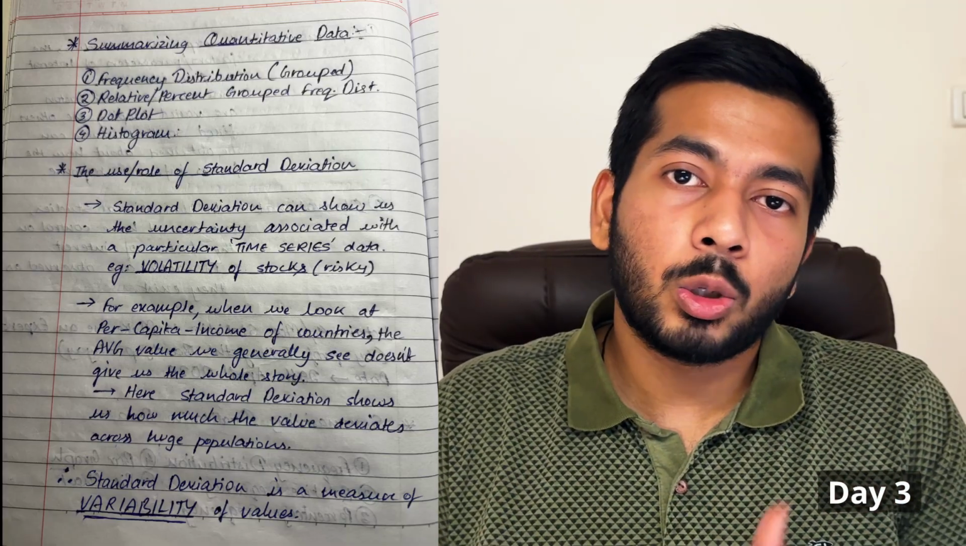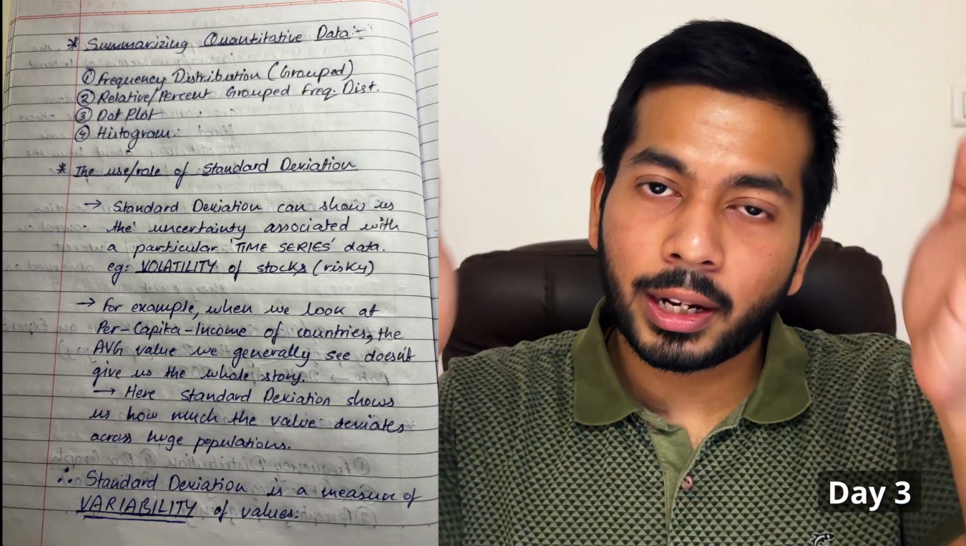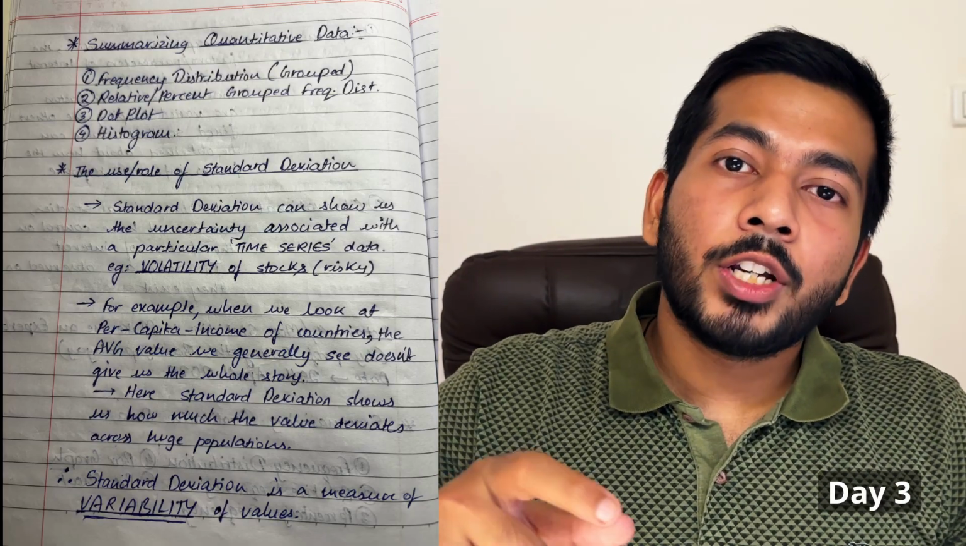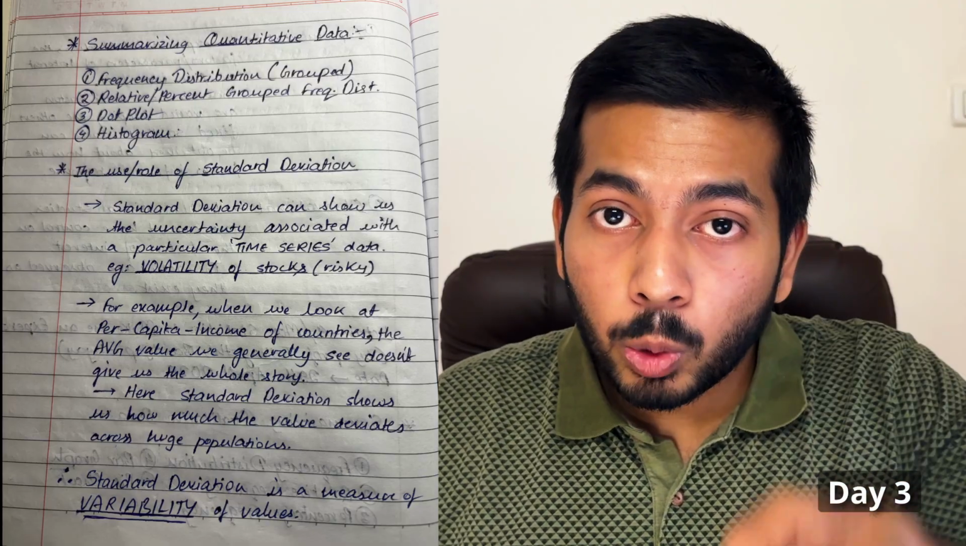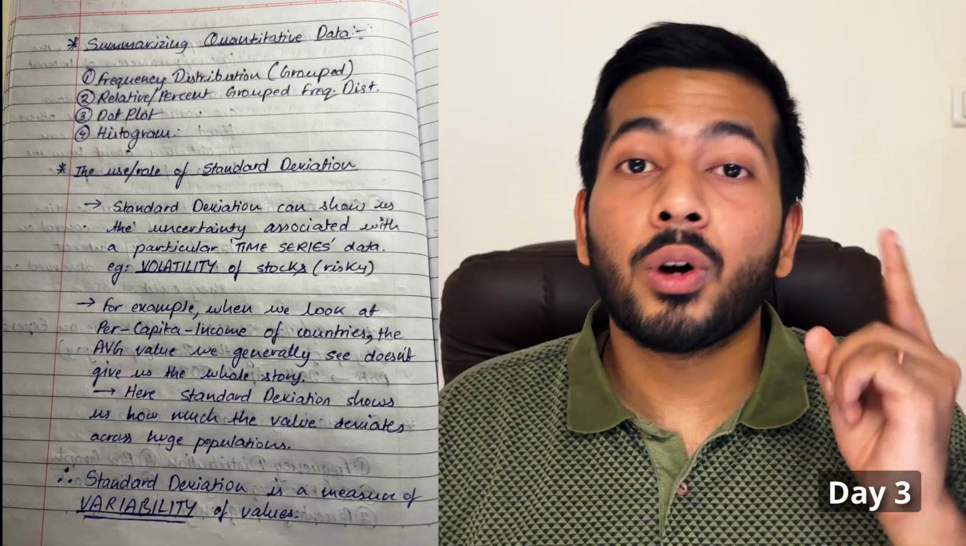So let us consider there are two companies. One is company A, the other is company B. Both have stock lines in a time series. Now, if we see that the standard deviation of a particular company's stocks is more, what that indicates to us is that that particular company's stocks is more volatile, and hence it is more risky.